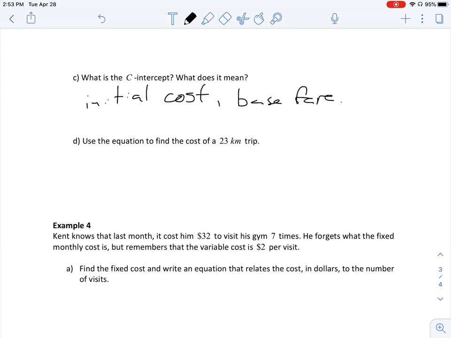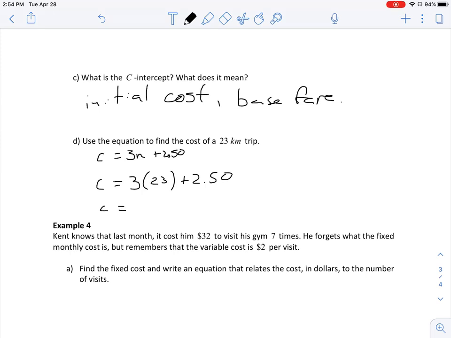Okay, so the equation that we're using, the one that we came up with, cost is equal to 3N plus $2.50. 23 kilometers, so that would be the N value. We're trying to find the cost. So the cost would be equal to $3 for every 23 kilometers plus $2.50 base fare.